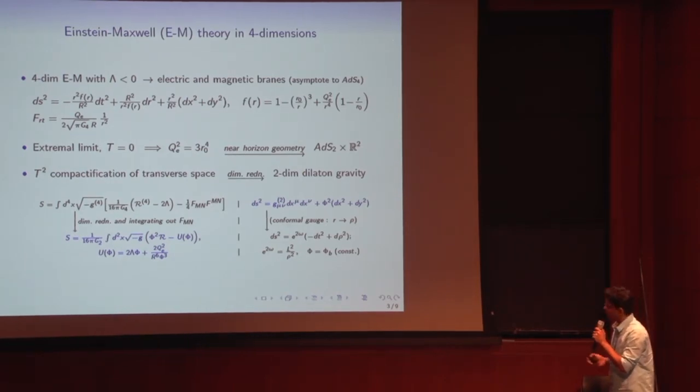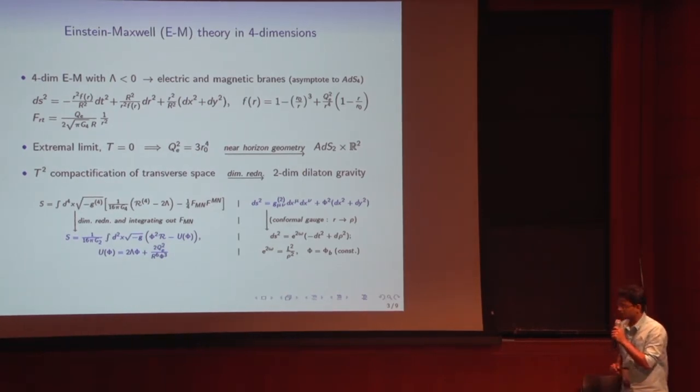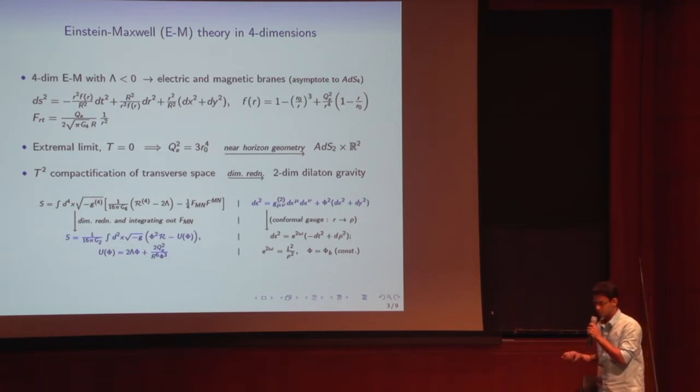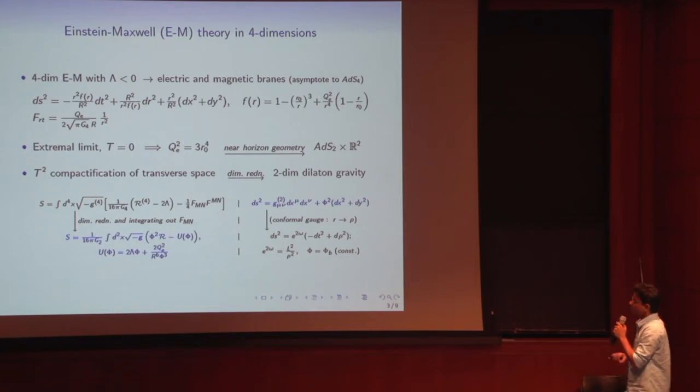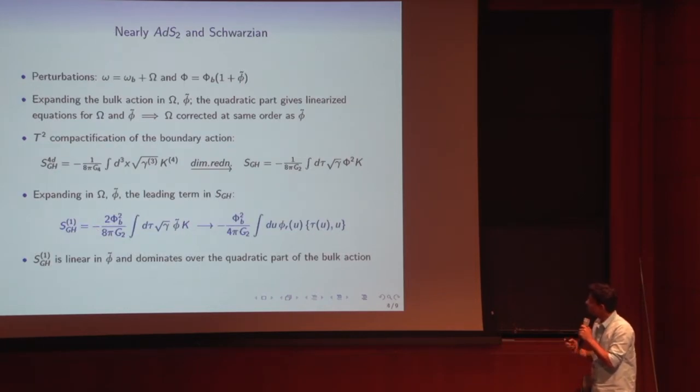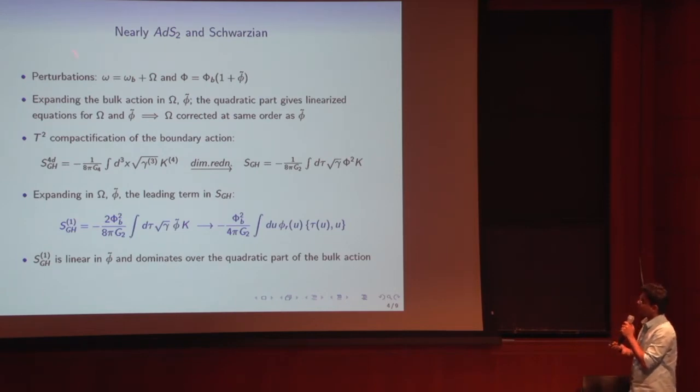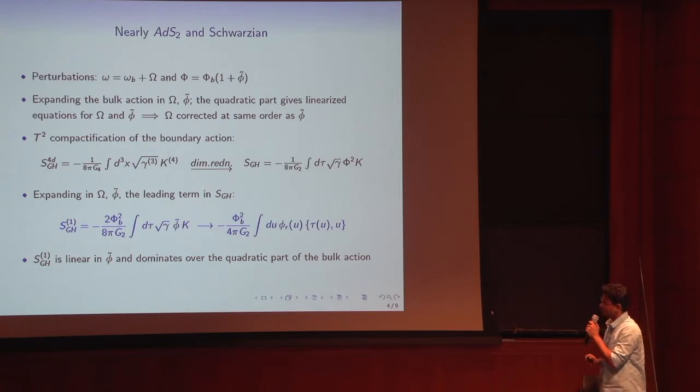in the extremal limit, the near horizon geometry is AdS2. Now, compactifying the transverse two dimensions as a torus and doing a dimensional reduction, we get dilaton gravity in two dimensions, which has AdS2 as a solution with constant dilaton. Now, turning on perturbations to the metric and the dilaton, we see that the metric gets corrected at the same order as the dilaton. But this all happens at quadratic order in the bulk action.